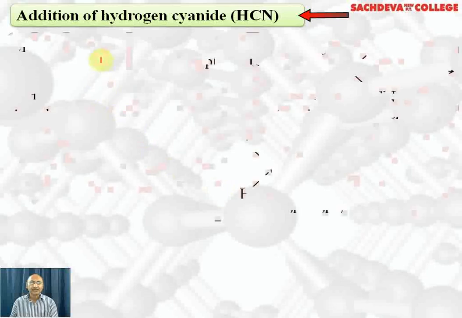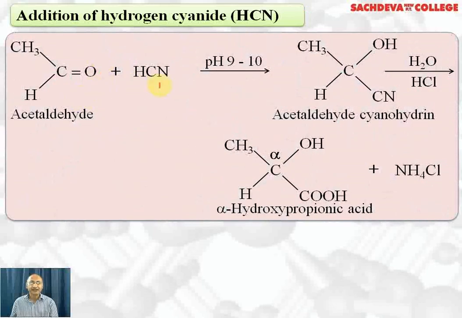Let's take up a specific example. Acetaldehyde reacts with HCN. H positive will go to oxygen and CN negative will get attached to this carbon and we get acetaldehyde cyanohydrin. This carbon is a chiral carbon, therefore we will get optically active cyanohydrin. When we hydrolyze it, the cyanide group gets hydrolyzed to carboxylic acid. The common name of this carboxylic acid is alpha hydroxypropionic acid. It's also called lactic acid and it's optically active.